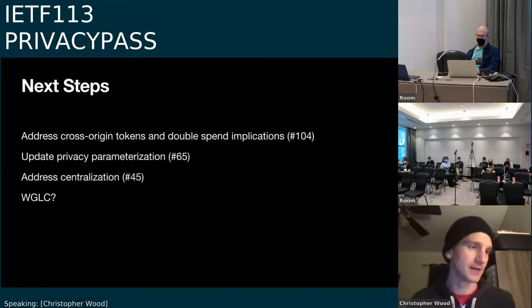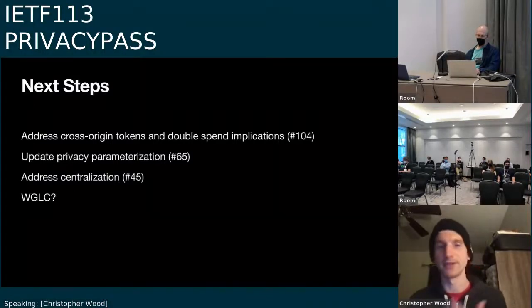There is also some existing privacy parameterization in the draft, which describes, if this is the size of the anonymity set that you want for particular clients, here's how you should arrange your issuers and arrange your attesters and whatnot.